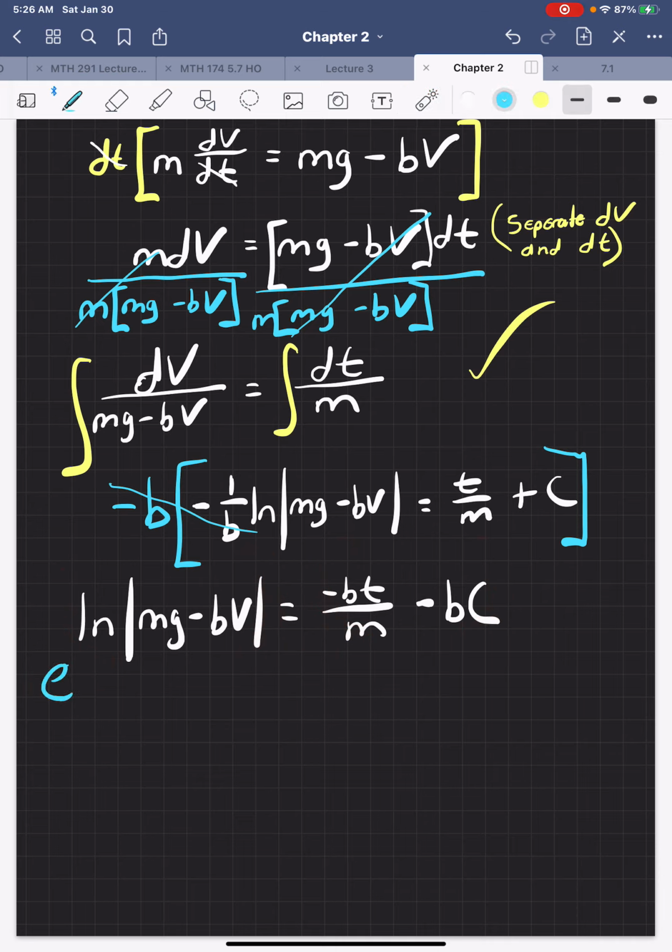So we're going to exponentiate both sides of this equation. And now, the good news is e and ln are inverse operations, so all we're going to be left with is mg minus bv.